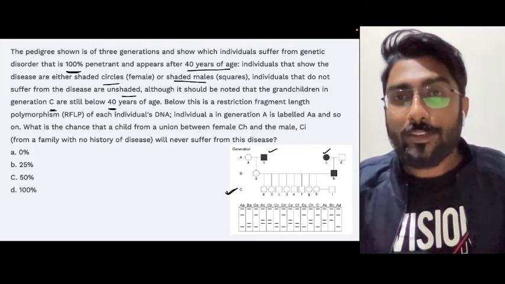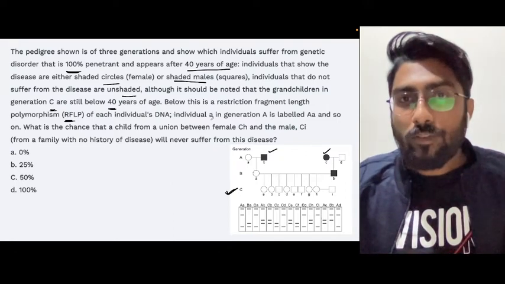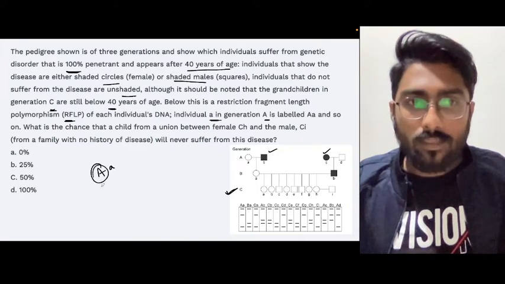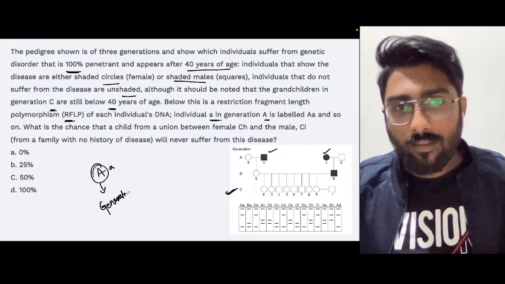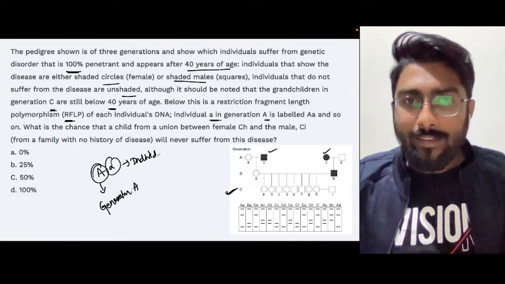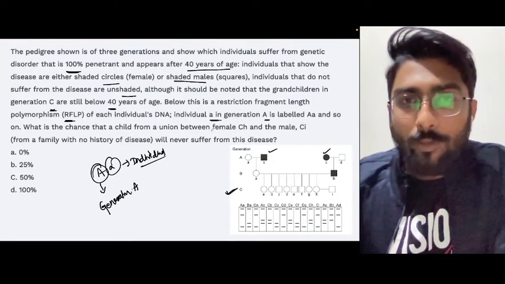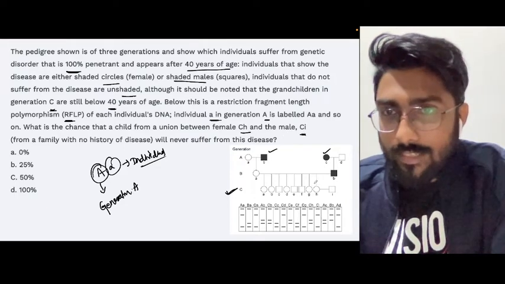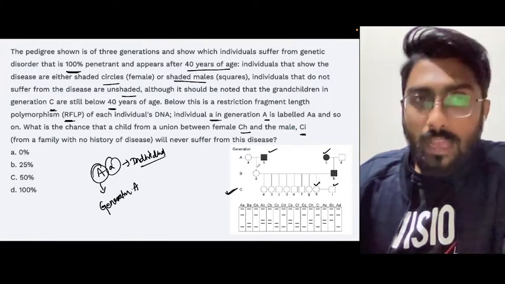Below this is a restriction fragment length polymorphism of each individual's DNA. Individual A in generation A is labeled as AA. Okay, simple. So what is the chance that a child from a union between female CH and male CI, this one and this one, will have the disease? Okay, so we will look at the RFLP analysis.